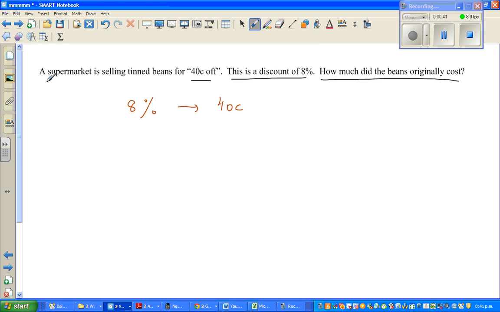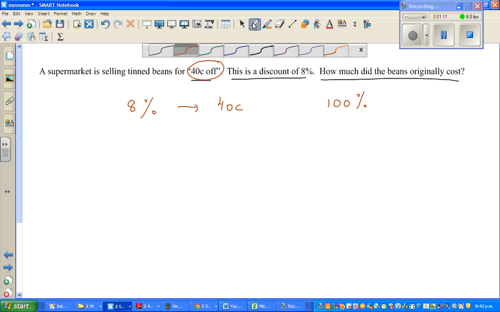Let's read the question again. A supermarket is selling tinned beans for 40 cents off. So they're taking off 40 cents and they are saying that is an 8% discount of the original. So basically they're asking you what's 100%. Many times it's important to understand what they're asking. So to find the original cost, you have to find 100%. So you know 8% is 40 cents. So I want to find 100%.